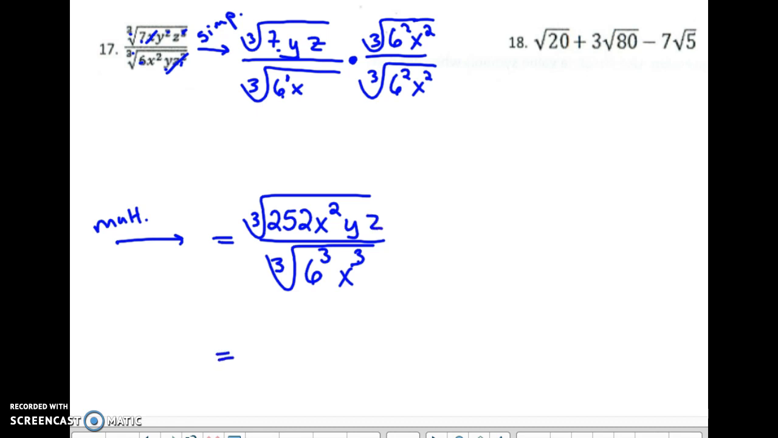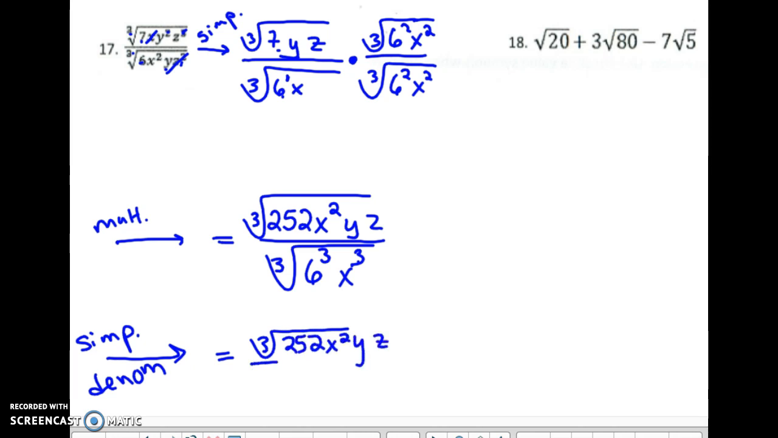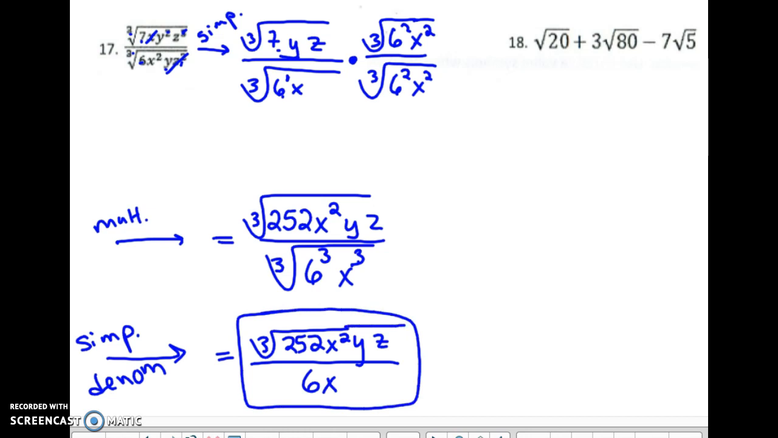And finally, we just get rid of the root on the bottom. I'm going to say simplify the denominator. The top stays exactly the same. And the bottom becomes just plain 6x. And remember, nothing from the bottom cancels with the numerator, because the bottom is regular x, but the top is a cube root, so they don't play well together. So we aren't going to cancel them.